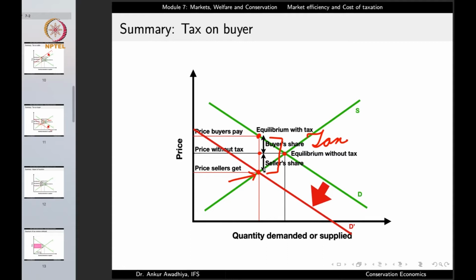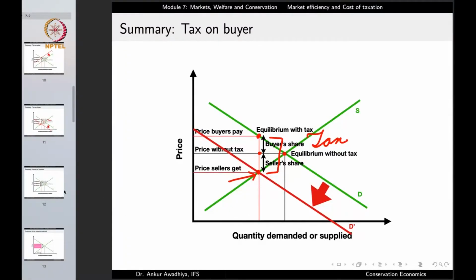So with both of these, we can understand that whether a tax is imposed on the seller only or on the buyer only, the impacts are the same. The tax gets distributed between the buyer and the seller. So no matter whether the government taxes the buyer or whether it taxes the seller, the net result will be the same. Both will have to pay a particular share.